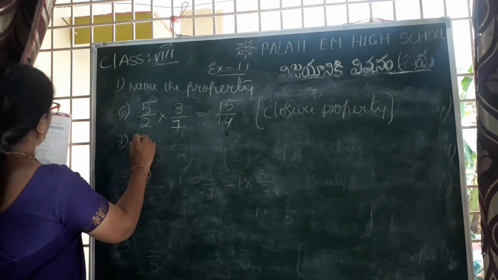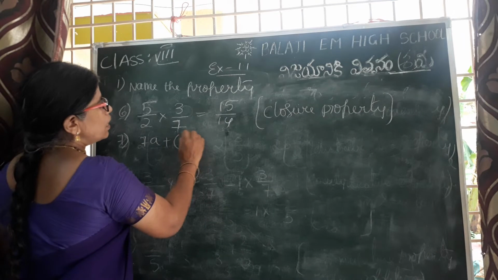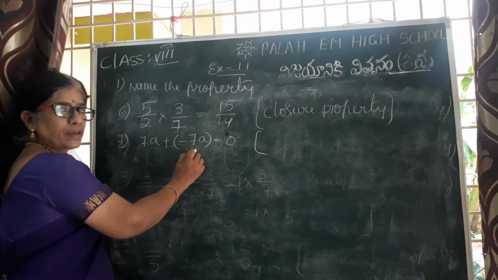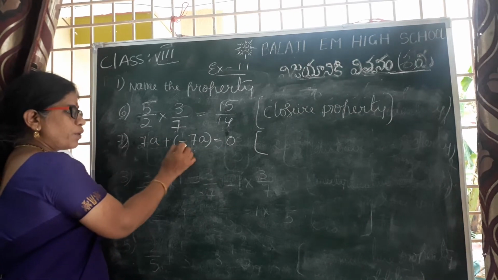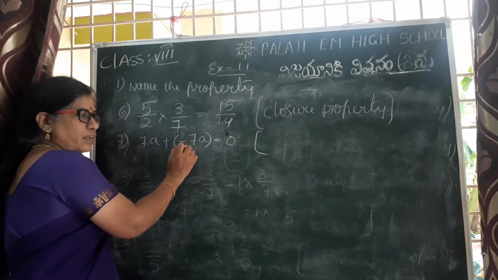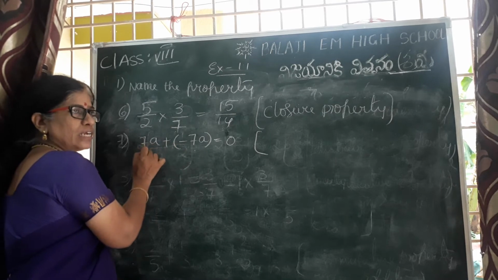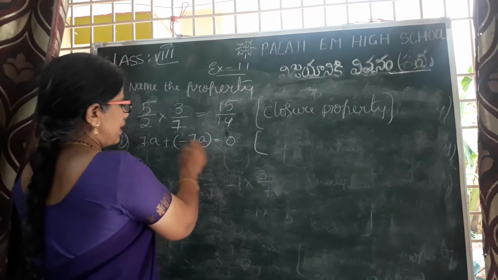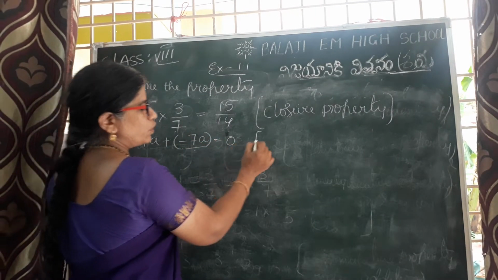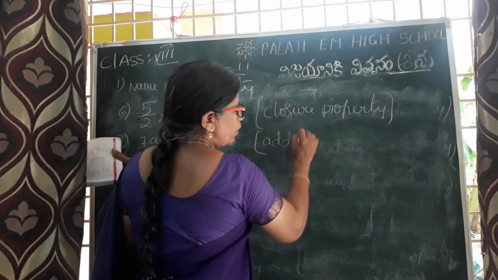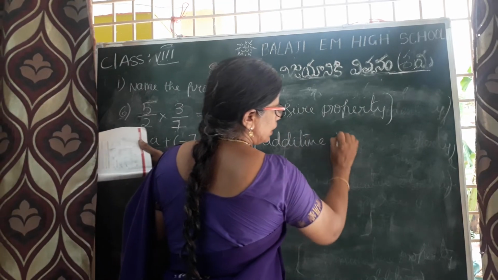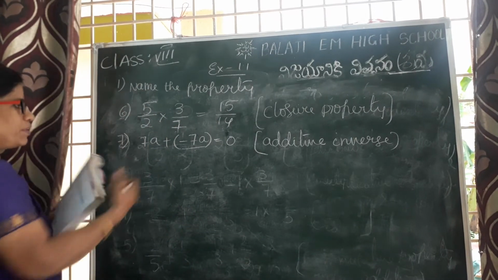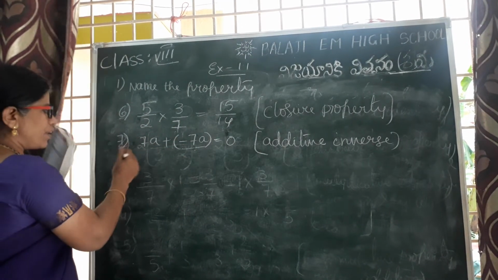Now, coming to the seventh one, you have 7a plus minus 7a is equal to 0. You are adding something and ultimately getting 0. What are you adding? Additive inverse. 7a is there, and you are adding the additive inverse of it, which is minus 7a. 7a plus minus 7a is equal to 0. We call it the additive inverse property, meaning we are adding the inverse of the given rational number.